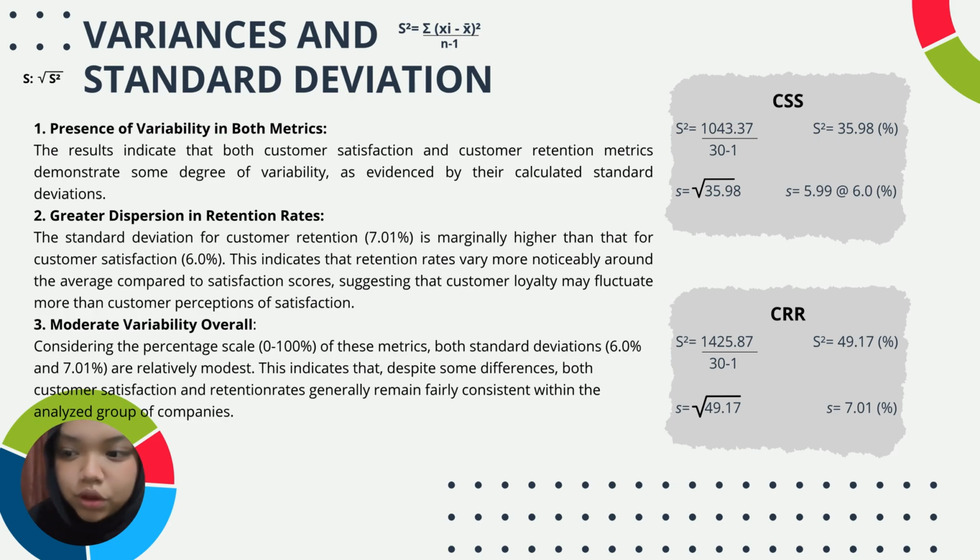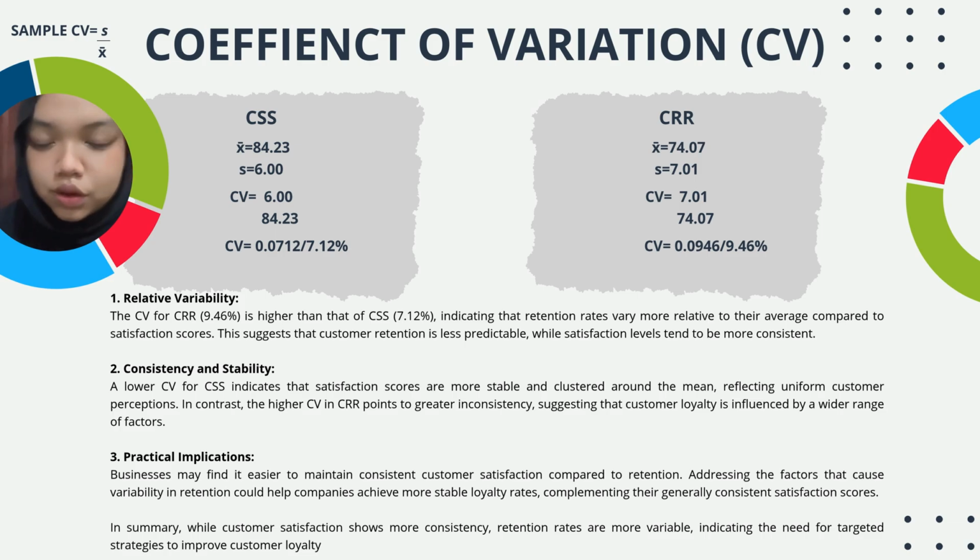So the third, moderate variability overall. Considering the percentage scale of 0 to 100 for this metric, both standard deviations, 6.0 and 7.01, are relatively modest. This indicates that despite some differences, both customer satisfaction and retention rates generally remain fairly consistent within the analyzed group of companies. So the last one is coefficient of variation, CV.